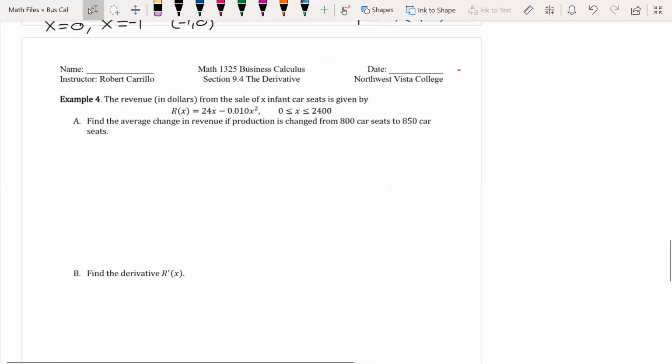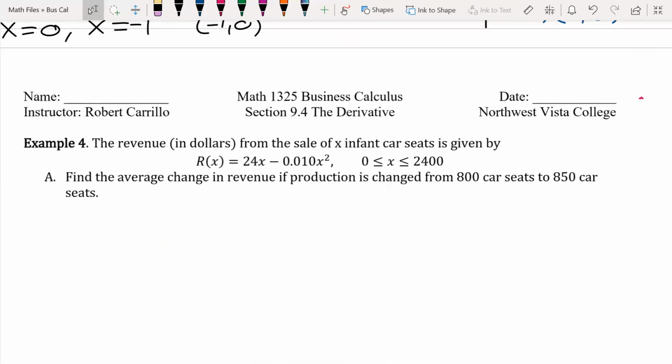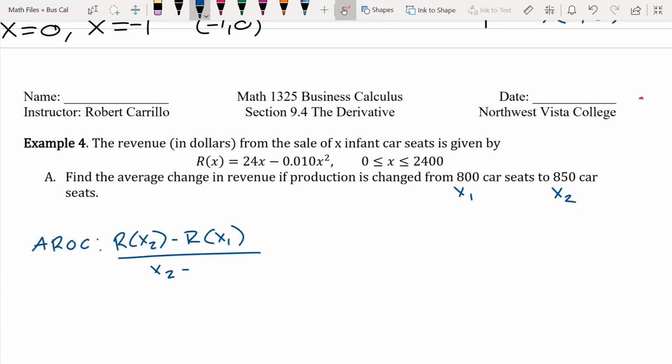So this one is using everything we've learned today. This wants to find the average rate of change in revenue if we produce 800 car seats and 850 car seats. So again, just label everything. This will be x1. This will be x2. So if I'm finding the average rate of change, and my function is revenue, I'm just going to rewrite this as R of x2 minus R of x1 over x2 minus x1.